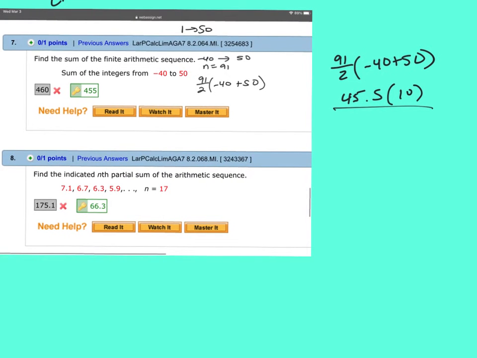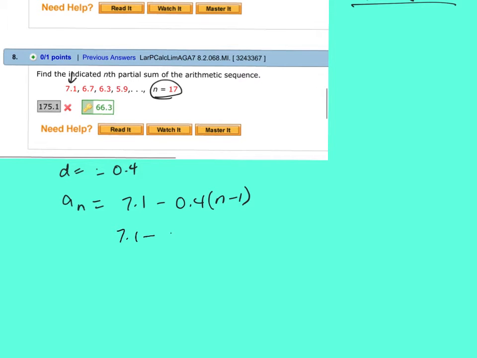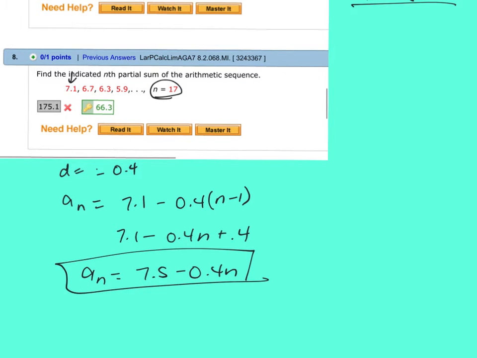Number 8 says find the indicated nth partial sum of the arithmetic sequence. So the first thing you need to do is figure out, well, we're given n this time, right? We have to figure out what d is. So 7.1 minus 6.7, 6.7 minus 6.3, 6.3 minus 5.9. That makes your d negative 0.4. So if this is the first term of my sequence, then a sub n equals 7.1 minus 0.4 times n minus 1. 7.1 minus 0.4n plus 0.4 gives me a sub n is 7.5 minus 0.4n. So that's the formula for a sub n.